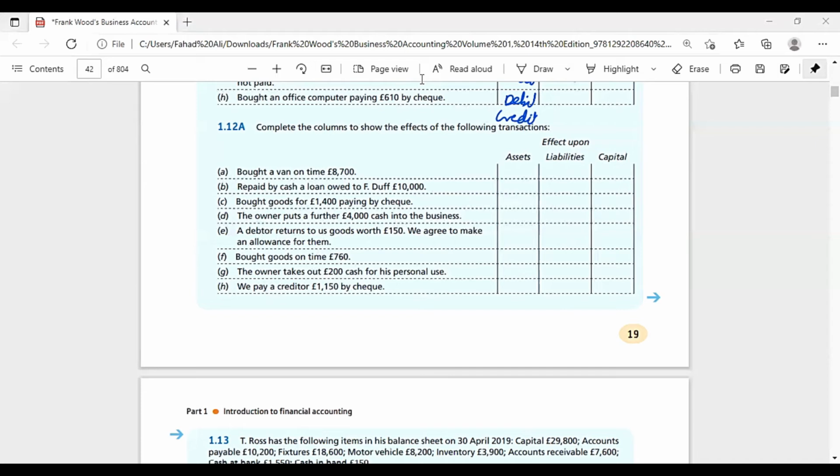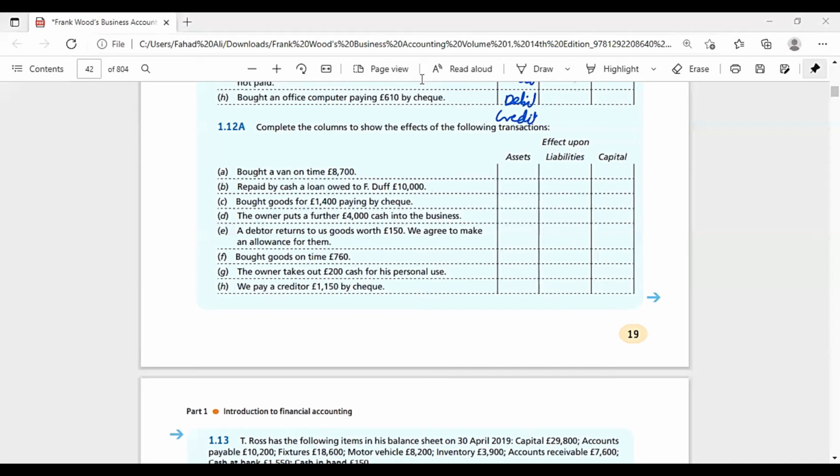The next is the owner takes out of bought goods on time. That is purchases, asset is debit and credit is liability. Okay, good. And then next one, credit is asset and debit is capital. The next one is debit is asset and credit. Okay, good. And last one, credit is asset and debit is liability. Yes, good. Any questions so far? No, sir.